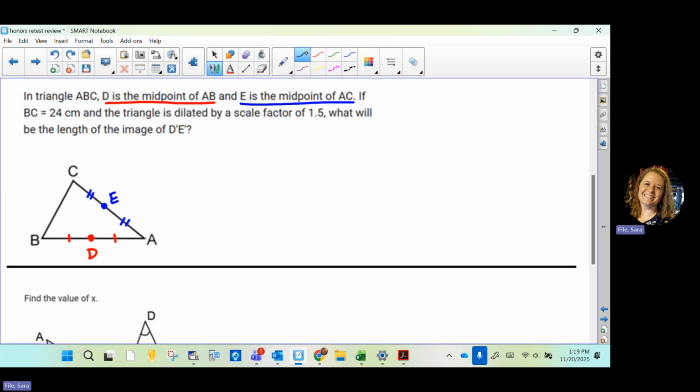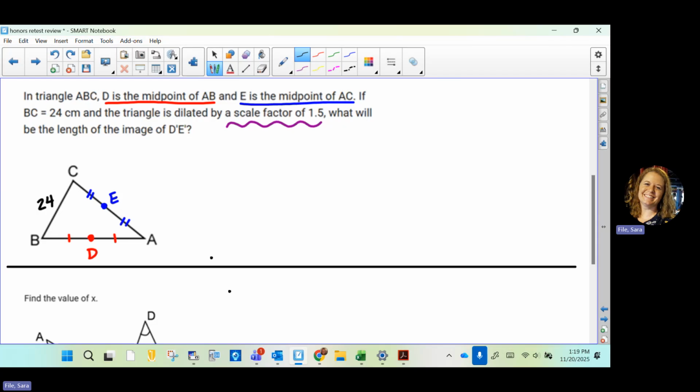Now they tell us if BC is 24, and we dilate this triangle by a scale factor of 1.5, what will be the length of D prime E prime? What does that little prime mean? That apostrophe is prime, D prime E prime. What does that mean? The new one, right? The image. What we have here is our pre-image. We want to know after the dilation, what is the length of that going to be?